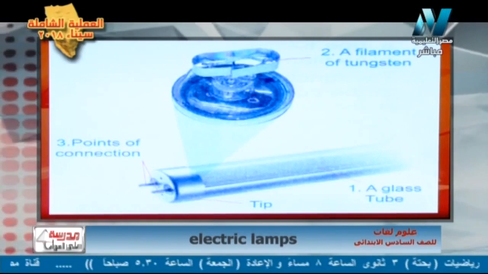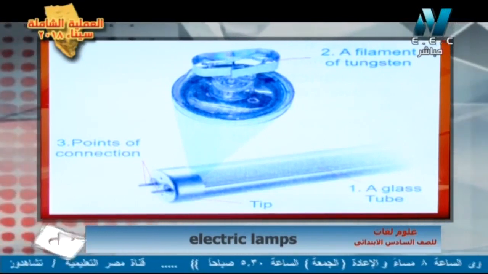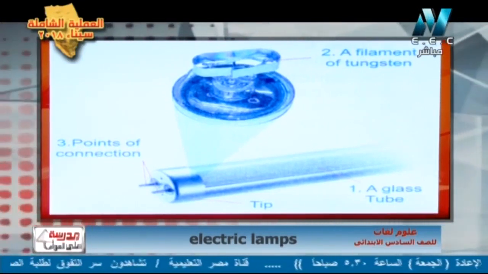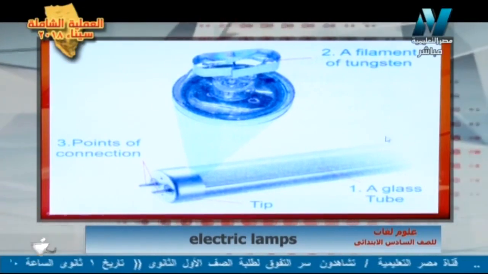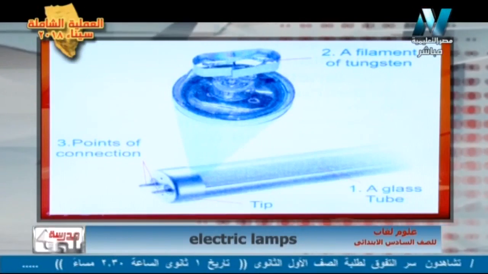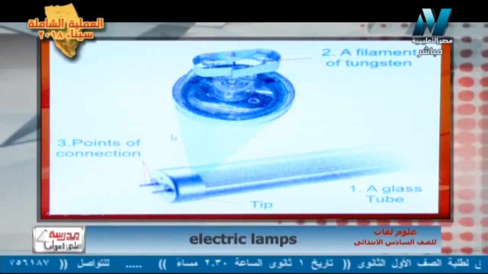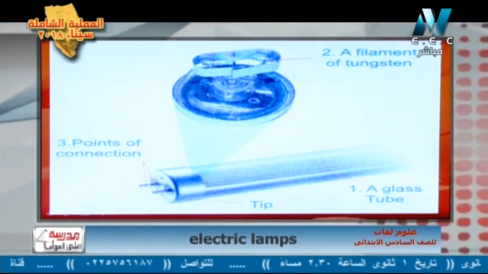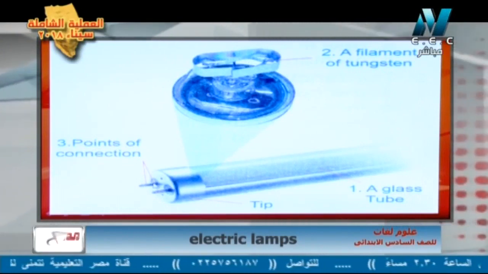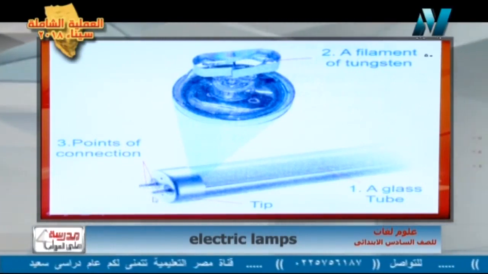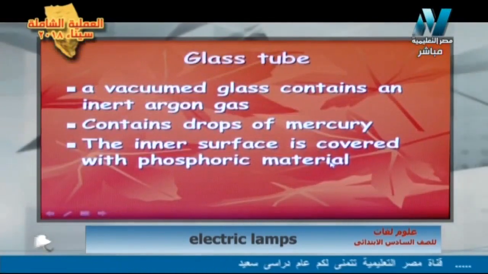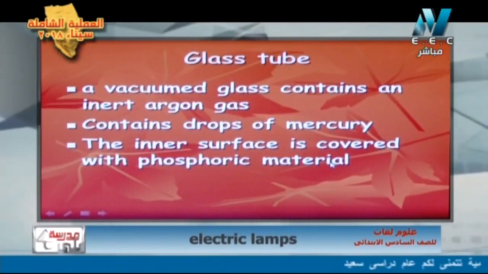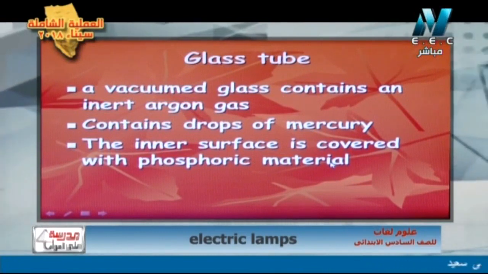هي أنبوبة مش انتفاخ زجاجي صغير، لكن هي أنبوبة طويلة عشان تدي إضاءة أكتر for more area، لمساحة أكبر. And also it has 2 filaments of tungsten، يعني فتيلتين مش فتيلة واحدة من التنجستين. And also 2 points of connection at each tip. عندها نقطتين توصيل أو ذراعين التوصيل عند كل طرف منها. So now what about the glass tube؟ إيه هو وظيفة الجلاس تيوب؟ It's a vacuumed glass.